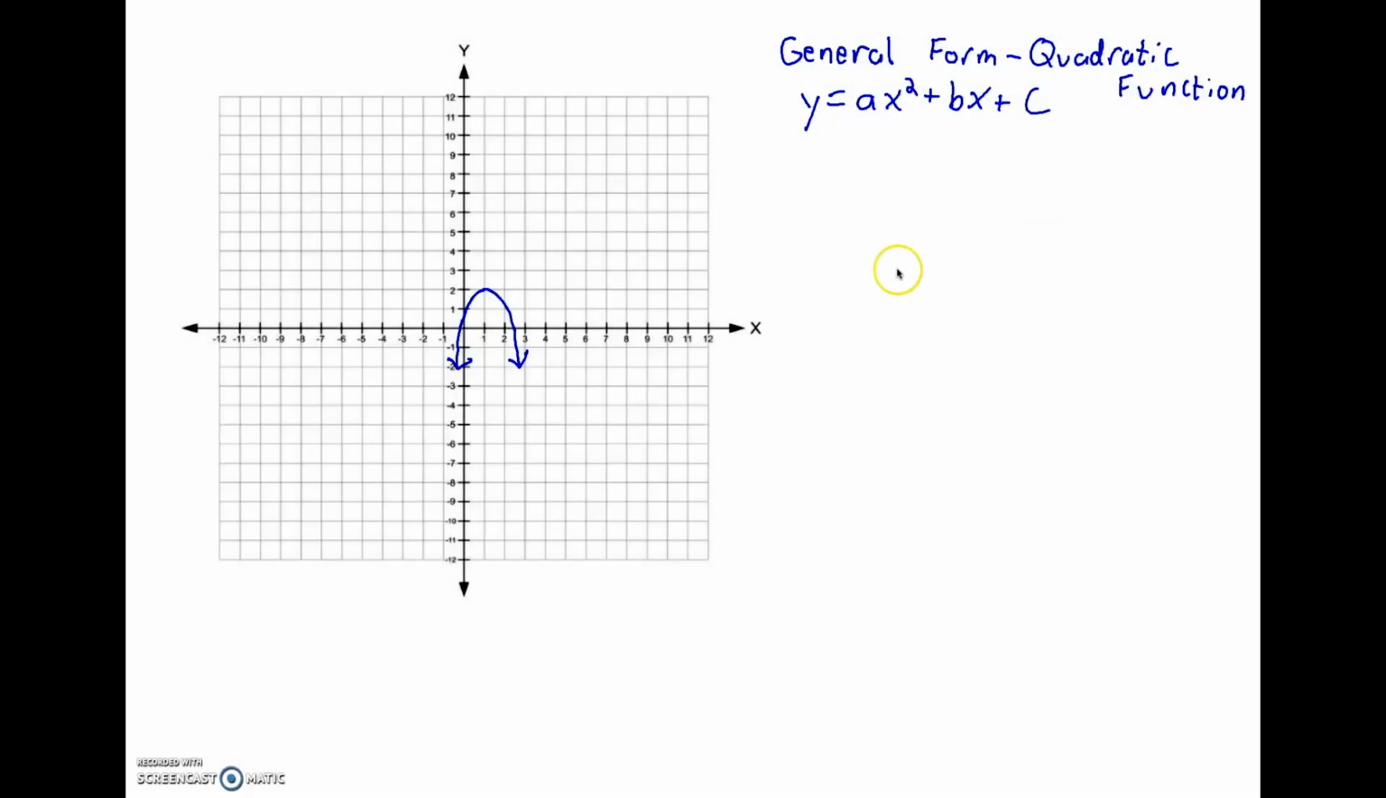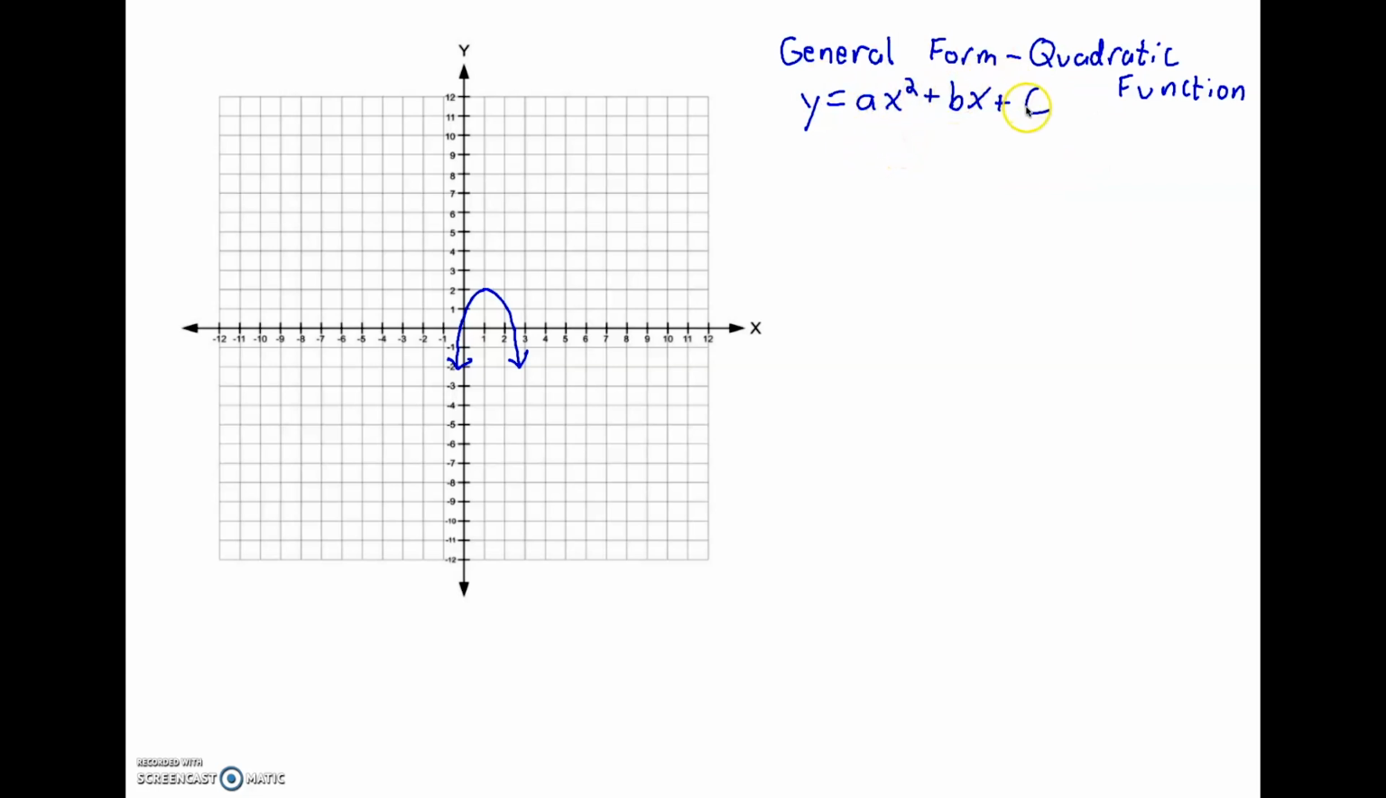We're going to jump into a video dedicated to understanding some of the general pieces of the graphs of quadratic functions. So we're going to look at the pictures of what functions that fall under this family look like. The general form of a quadratic function is y equals ax squared plus bx plus c. You've seen that form before if you've watched earlier videos and have done factoring. Now it's time for us to graph this stuff.